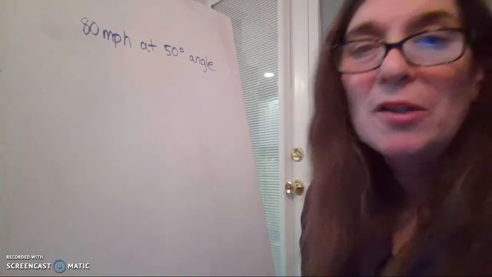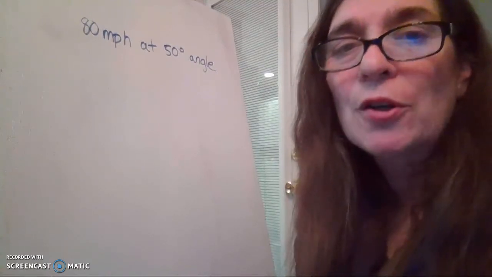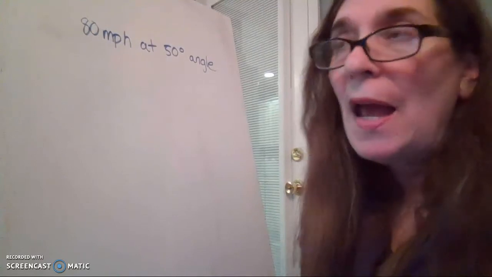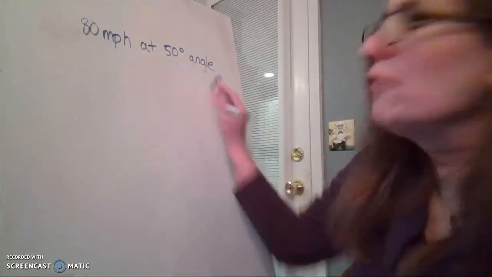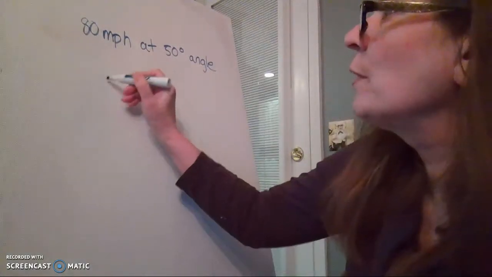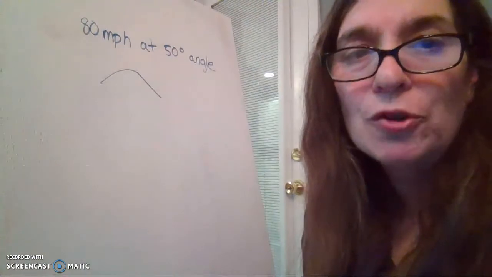So let's say you're a baseball player and you're out in center field and you pick up a baseball and you're going to throw it back into the infield. And you throw the baseball at 80 miles per hour at a 50-degree angle. So it's going to go up and it's going to come back down again like projectile motion.